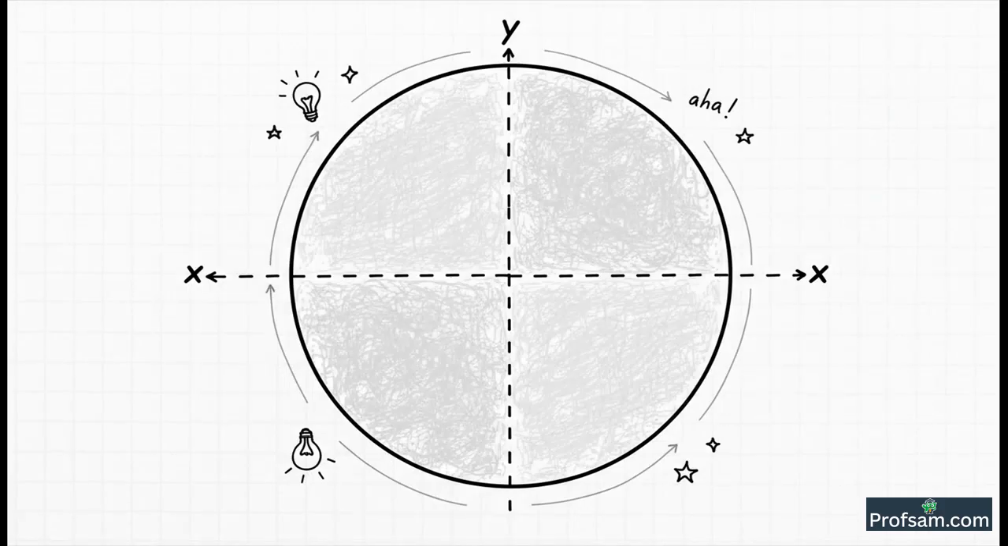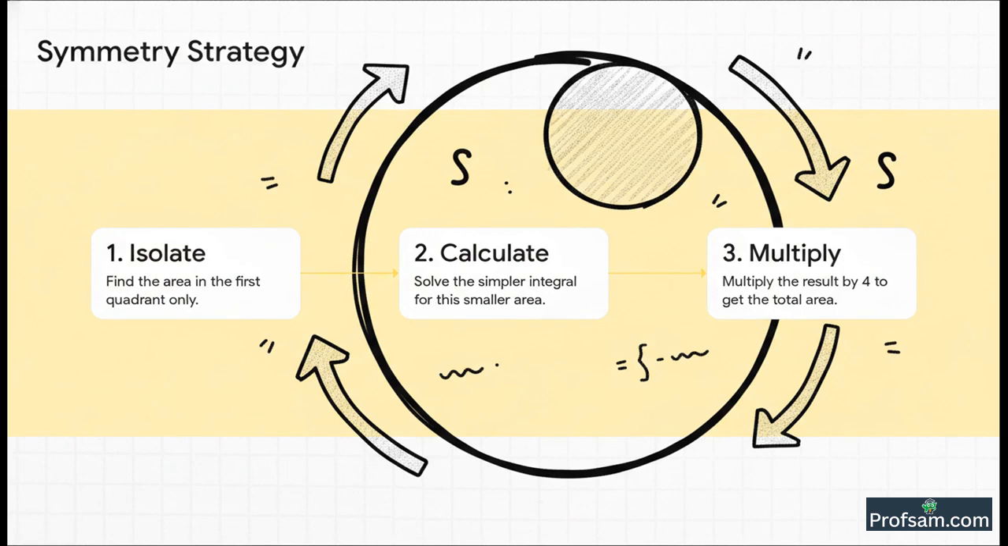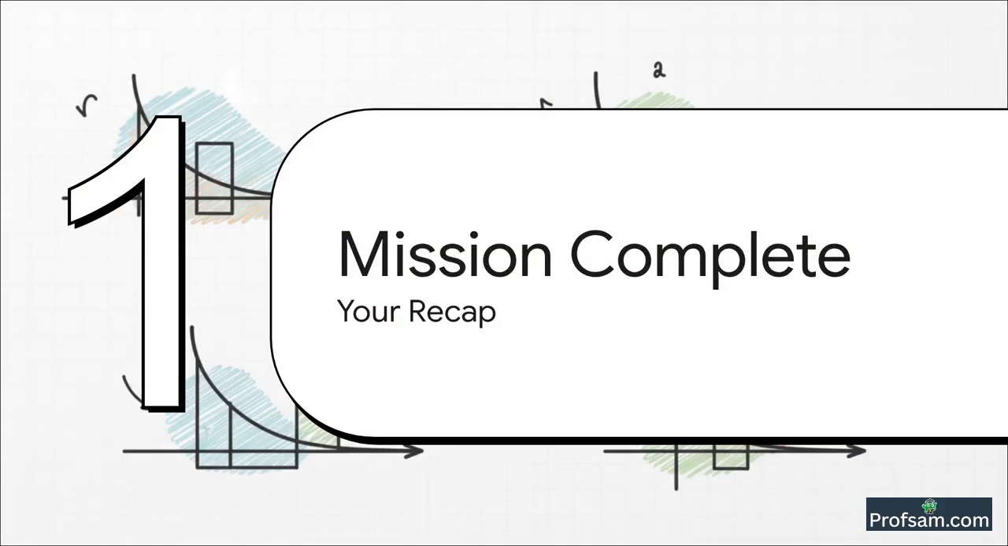But don't worry, there's a trick, the pro gamer move that makes this boss battle easy. And the secret is one simple word: symmetry. Here's the brilliant strategy. A circle is perfectly symmetrical, right? It's identical in all 4 quadrants. So don't even try to calculate the whole area at once. Just do this. 1. Find the area of the piece that's in the first quadrant. This is a much simpler calculation. 2. Get that answer. And 3. Just multiply it by 4. And that's it. You have the total area. It's the ultimate work smart, not hard move. And just like that, boss level cleared.